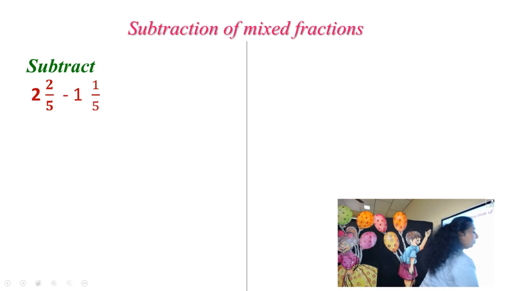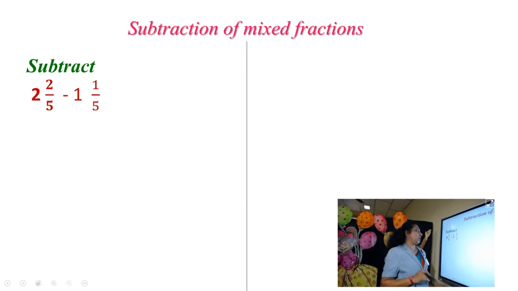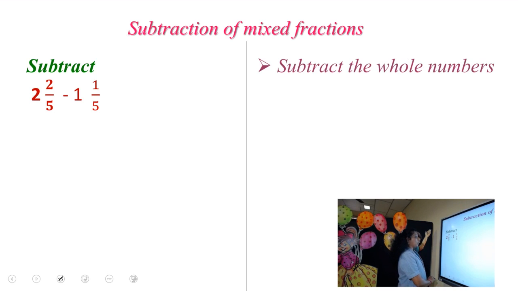As we did addition of mixed fractions, the same procedure applies here, only the sign is different. So what was the first step? Add the whole numbers in addition of mixed fractions. Here we'll subtract the whole numbers. That is, 2 and 1 are the whole numbers.